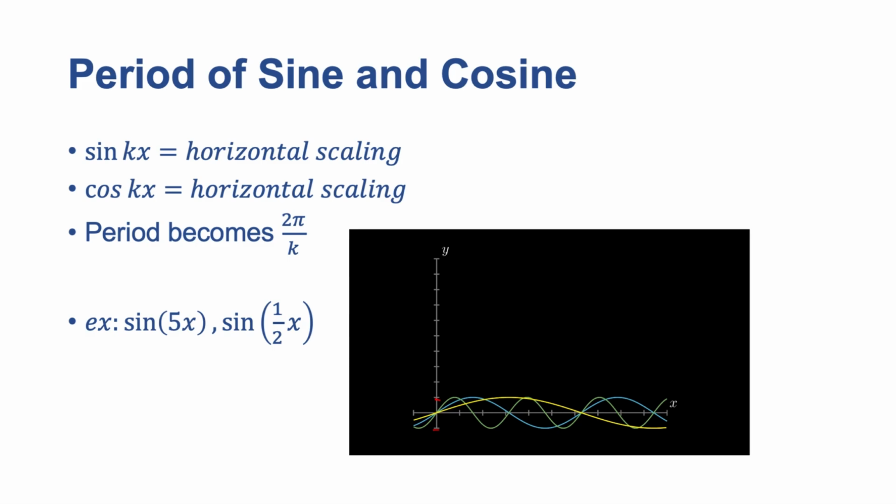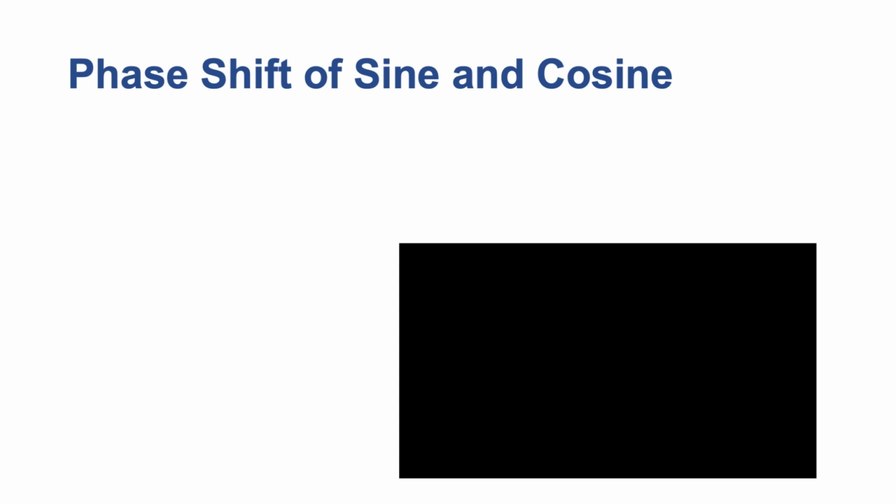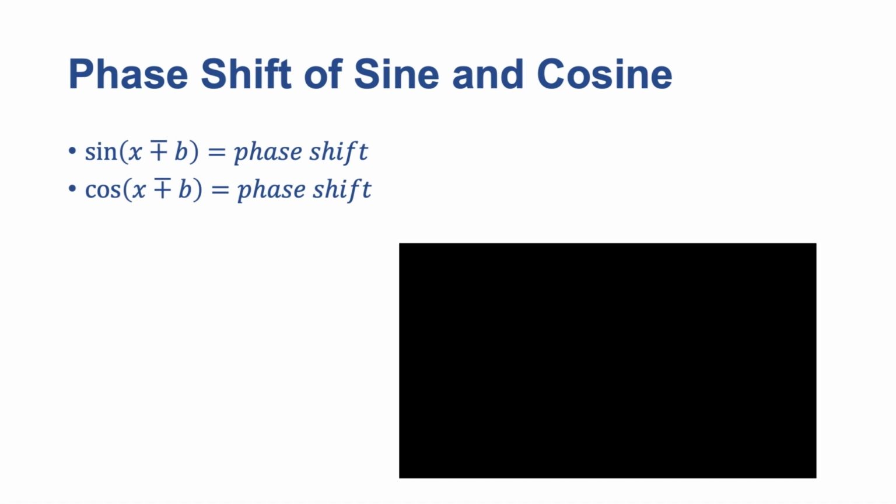Okay, now let's talk about phase shift. Phase shift is another elementary function transformation that we have, and this is just the horizontal shifting. And as you might remember, we need to take the negative of the value that we want to shift it by, so we're taking the sine of x plus or minus b. So that is our phase shift for sine, if I want to shift it b units. And again, we have it with cosine as well.